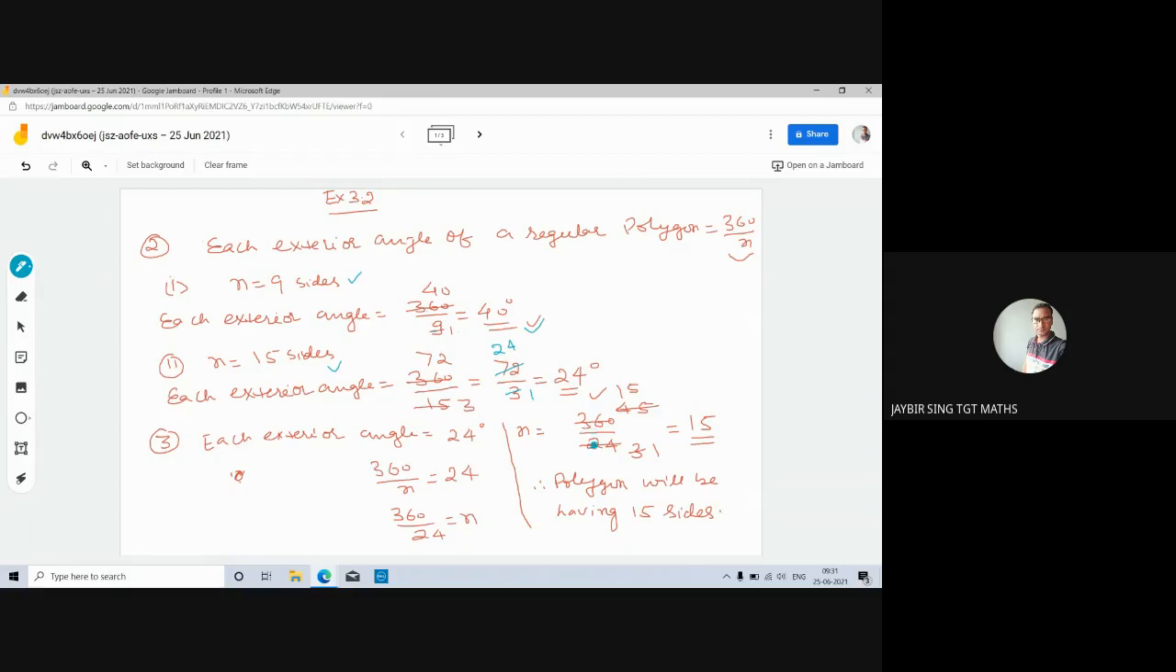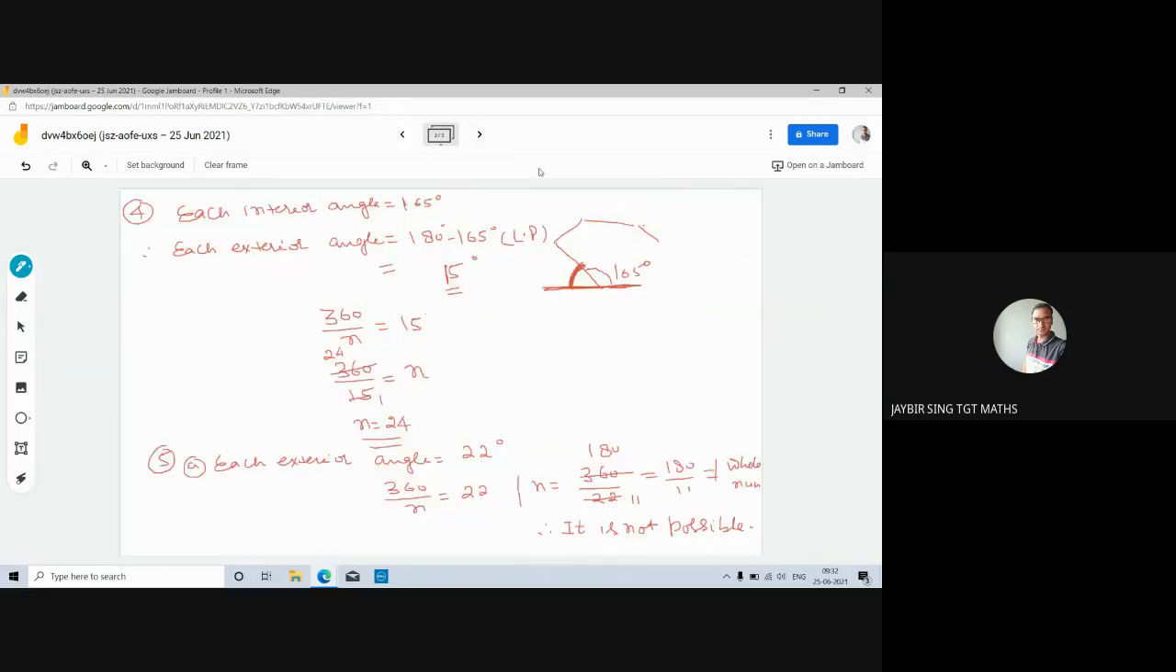Okay, 360 upon 24. Now I cancelled this by 8. 8 3s are 24, 8 4s are 32, 8 5s are 40. Now this will be 45 upon 3. 3 1s are 3, 3 1s are 3, carry 1, 15, 3 5s are 15. So this will come to 15. So this polygon will have 15 sides. Now question number 4.